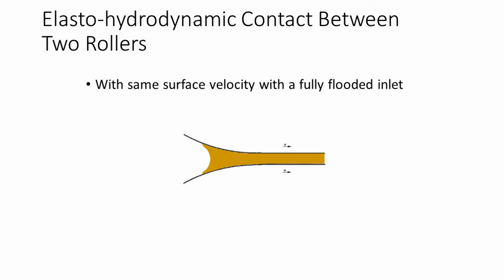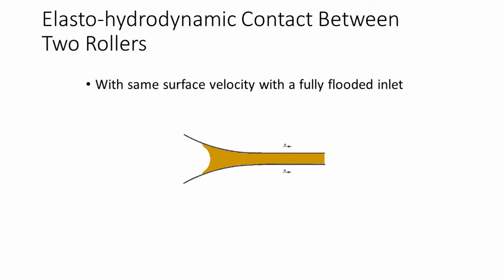The following sketch illustrates what happens in an elasto-hydrodynamic contact between rollers running with the same surface velocity with a fully flooded inlet. It is important to note that the system is surprisingly very weakly dependent on the load, so once an elasto-hydrodynamic film of sufficient thickness to separate the surfaces is generated, increasing the load has little impact on the level of separation.